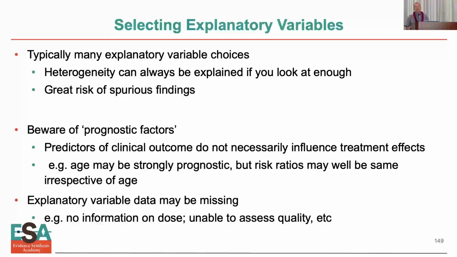Basically, if you have a lot of variables, you run into the multiple testing issue of the more variables you look at, the more likely you are to find one of them to be significant. And so there's a great risk of spurious findings.